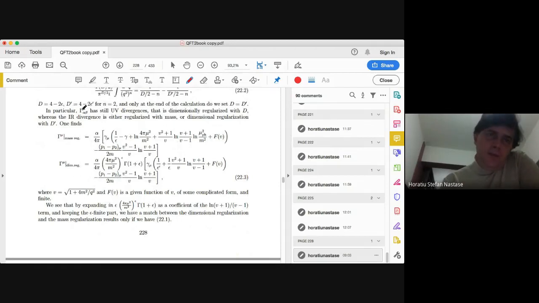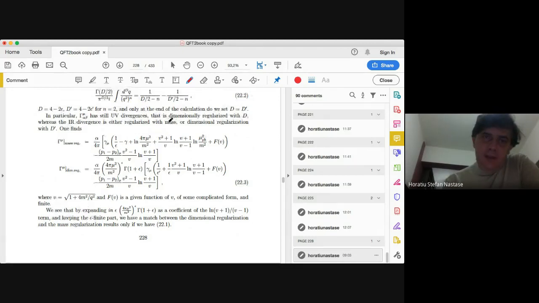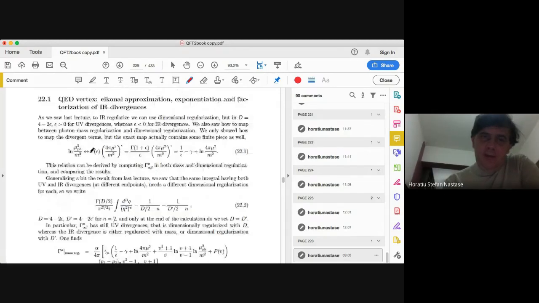So in particular, also the QED vertex that we calculated last time still had UV divergences. Just those were the things that we dealt with in previous lectures at the beginning of the course. And those were dimensionally regularized with d, whereas the IR divergences would be regularized with d prime, or equivalently with a mass through this mapping that I described here.